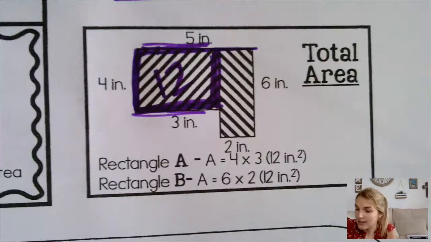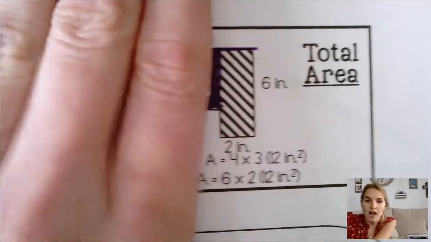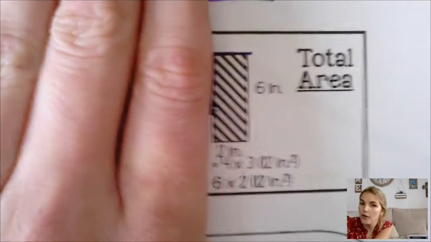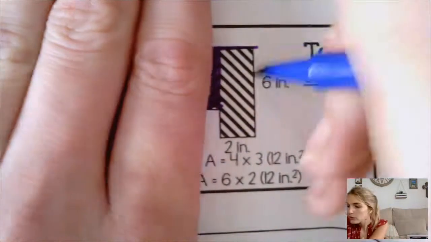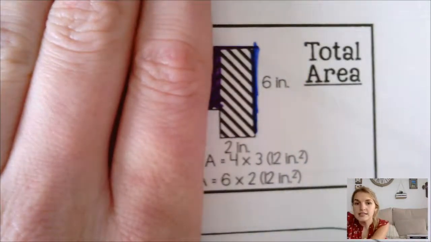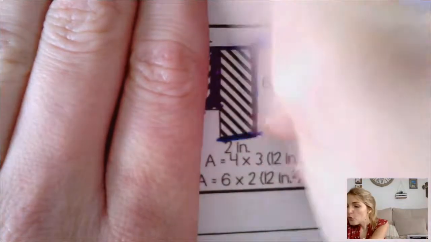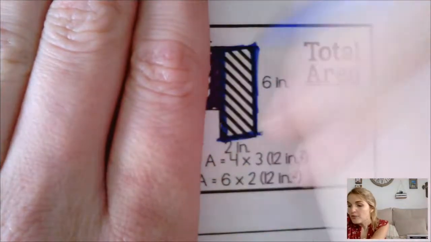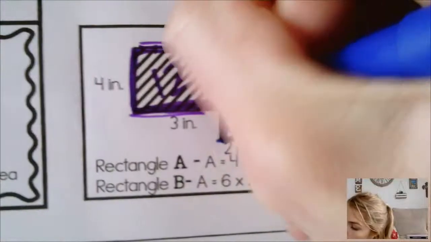Now we have our second rectangle over here. And I'm going to do the same thing. I'm going to cover this up so that I'm not distracted by those other numbers or those other rectangles. And I see that the length is 6 and the width is 2. So the area of this shape right here is also 12 inches squared.